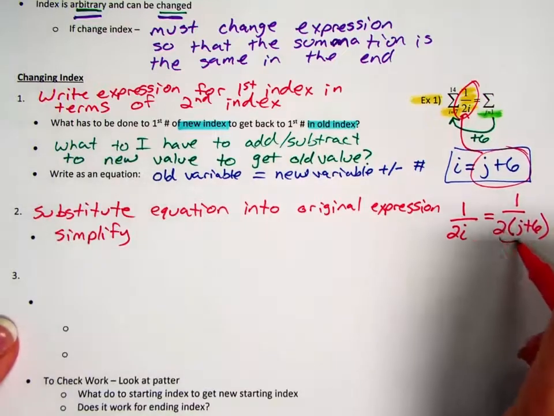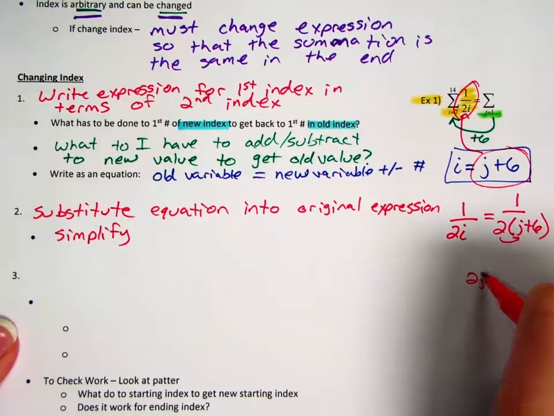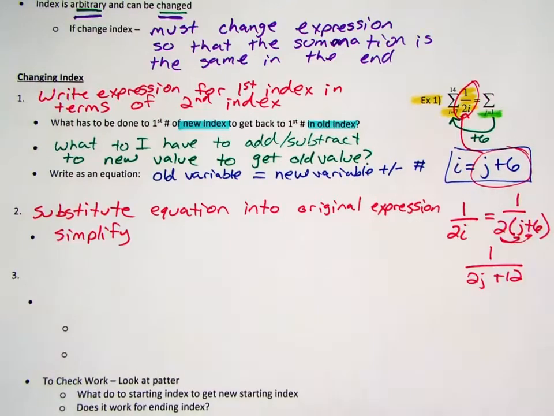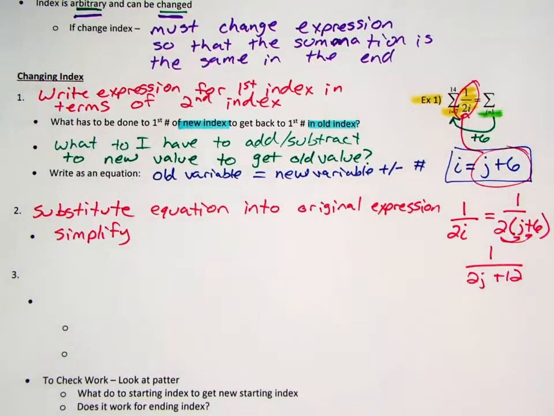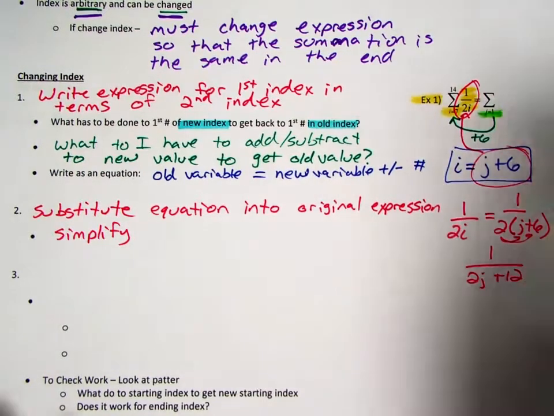So 2 times j is 2j, 2 times 6 is plus 12, and we still have the 1 over the top. So this right here is the new part of my new summation.